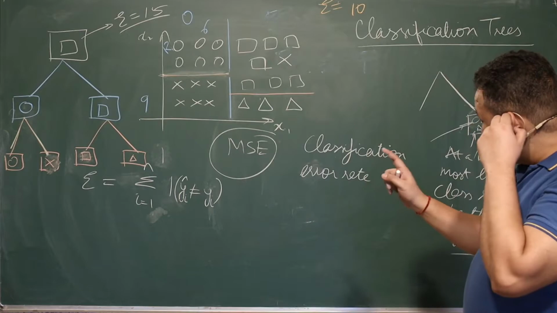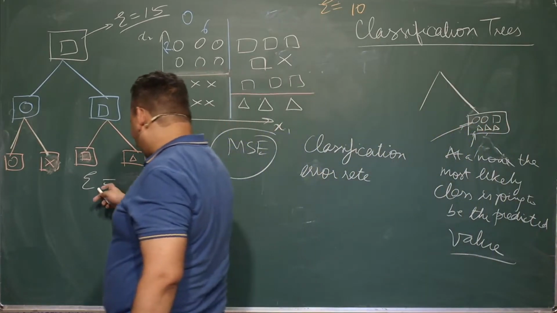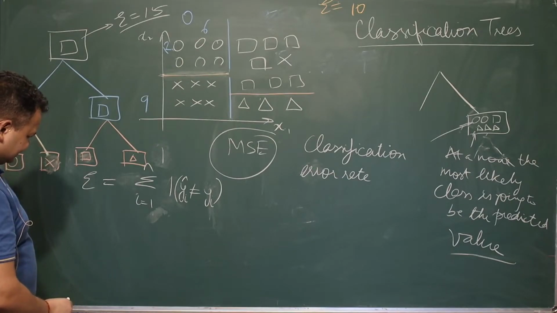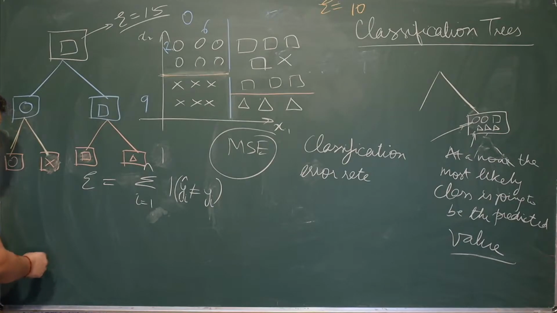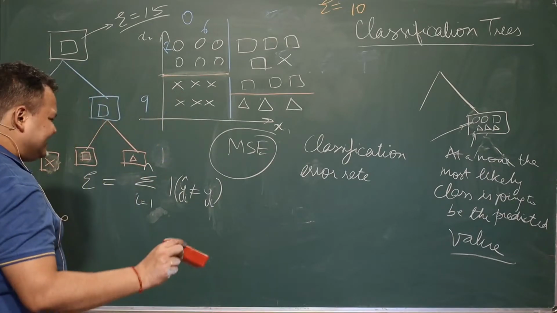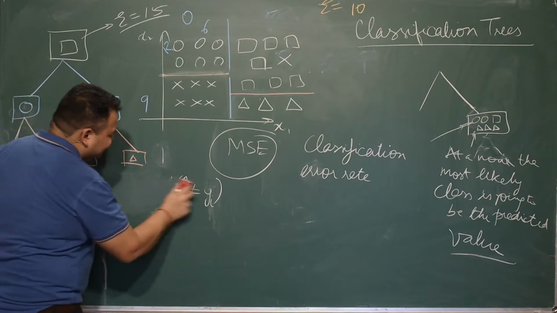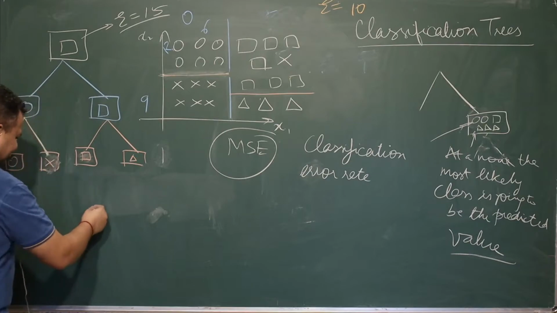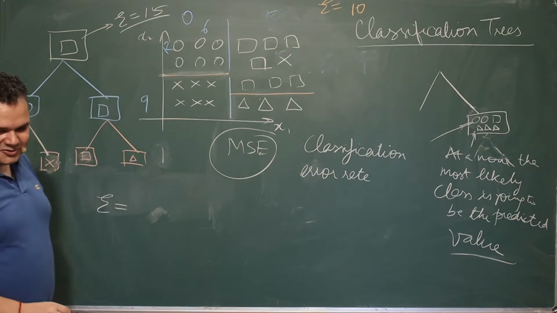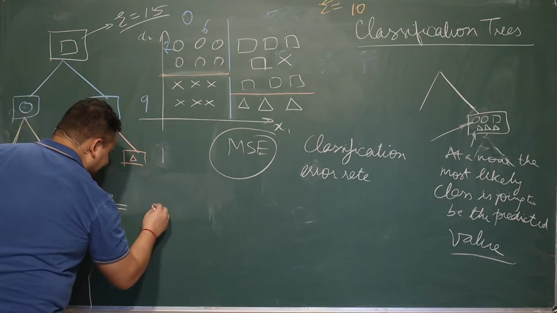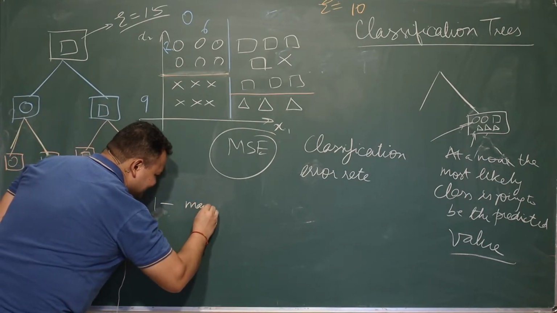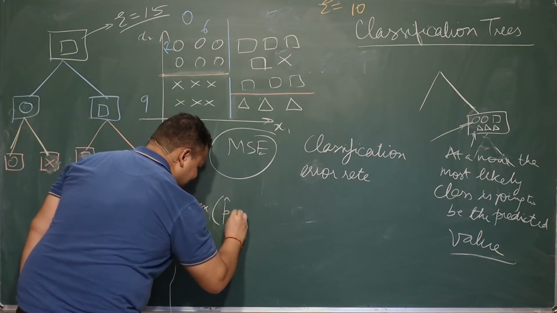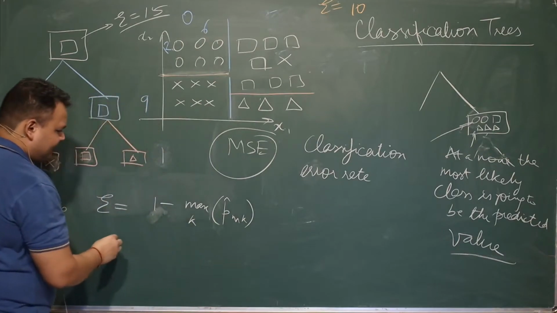Okay, we will make a small change to our definition of error. Let us write it a little bit differently. It's the exact same thing as far as the principle is concerned, but it is different in the detail. The difference is that we are going to write 1 minus max over k of p_mk.